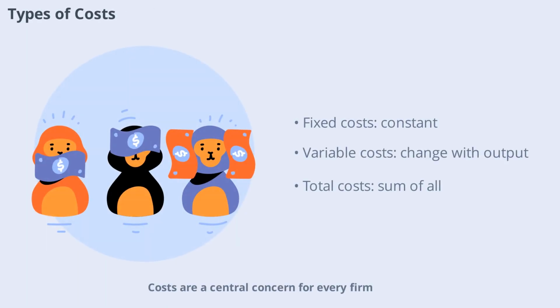Costs are a central concern for every firm. There are several types of costs to consider: fixed costs, which do not change with output; variable costs, which fluctuate with production levels; and total costs, which are the sum of fixed and variable costs. Understanding these distinctions helps firms budget effectively and set prices that cover expenses while generating profit.